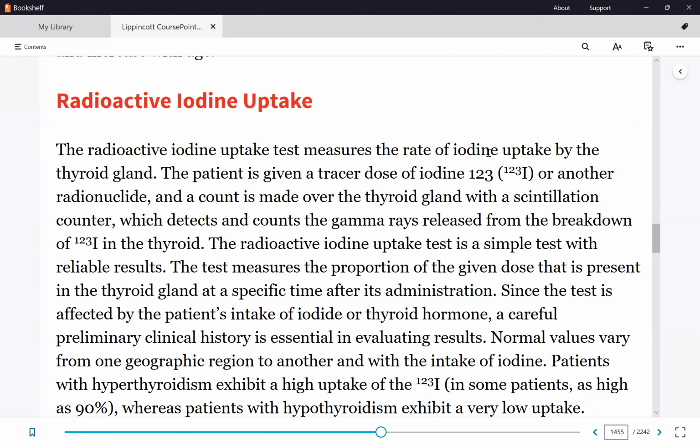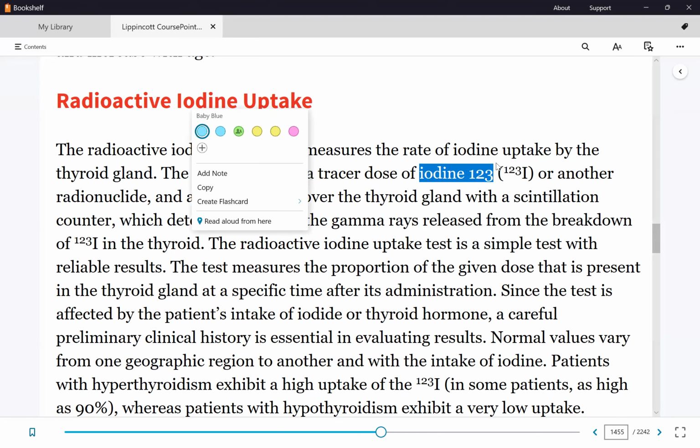This test involves the use of a radioactive iodine. Now, there are two forms of radioactive iodine. RAI 123 is a diagnostic test. So RAI 123 is a lower dose of radioactive iodine used only for diagnostic purposes, meaning we use iodine for testing because iodine is only used by the thyroid gland. No other parts of our body use iodine. So it makes it a very specific test.